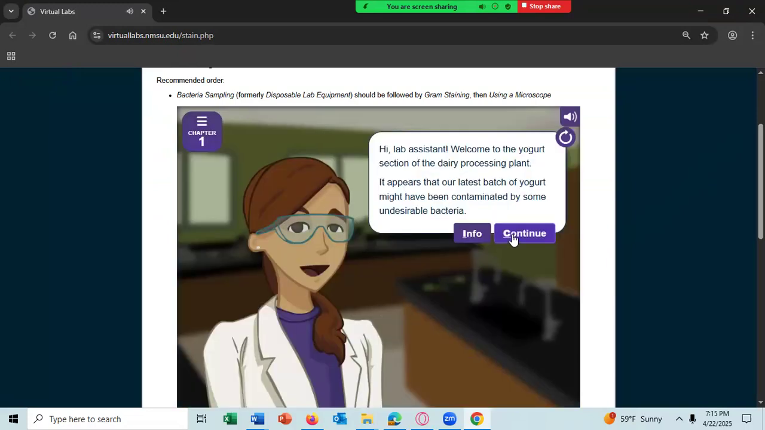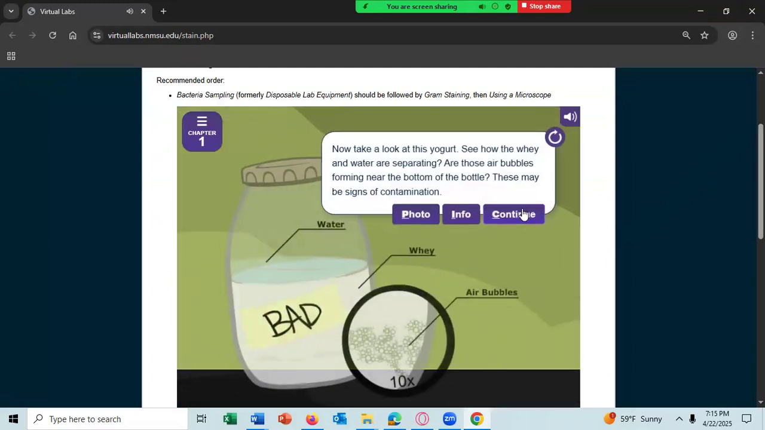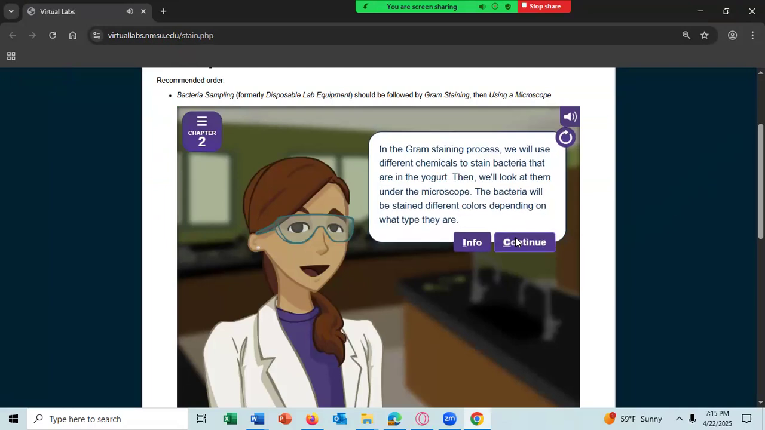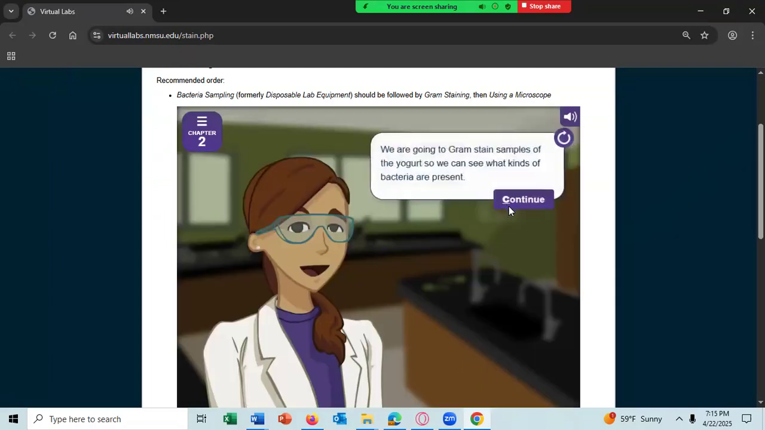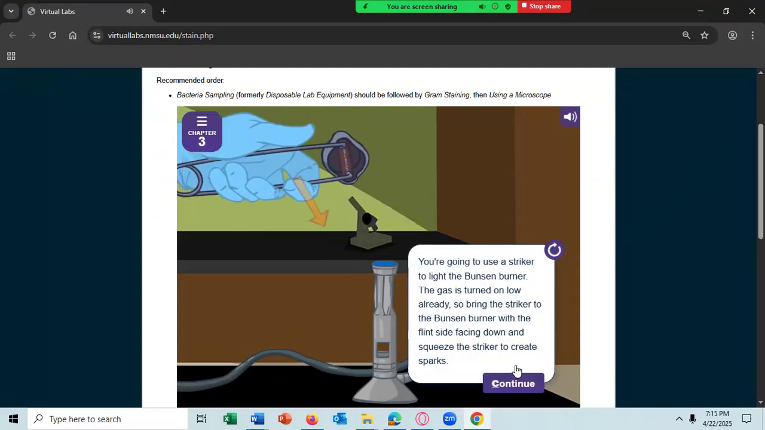Hi, Lab Assistant. I'm just going to move forward to the actual steps of the gram stain. You can take a look at what they're doing. To prevent bacteria from spreading, you're going to use a striker to light the Bunsen burner. The gas is turned on low already, so bring the striker to the Bunsen burner with the flint side facing down and squeeze the striker to create sparks.